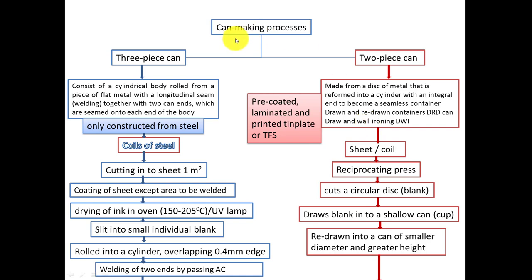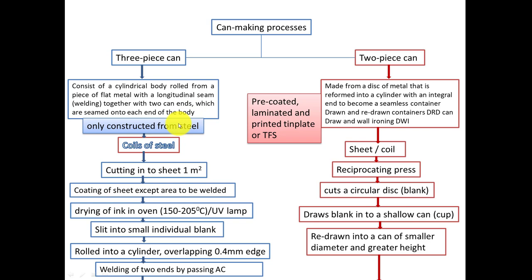So let's talk about which kind of material is used for the three-piece can. It will be better if I cover the three-piece can first and then the two-piece can. As I said, in the three-piece can, there is a metal piece that is converted into a cylindrical body, and that cylindrical body is joined together by welding, and after that two can ends are applied. For construction of the three-piece can, steel is used, because if you use aluminium, then welding is not possible. In case of aluminium, you have to go for soldering.